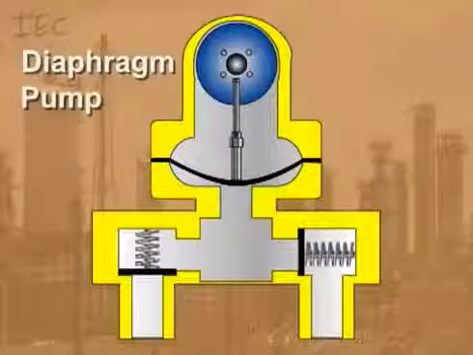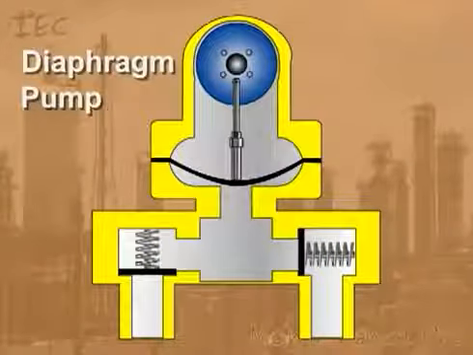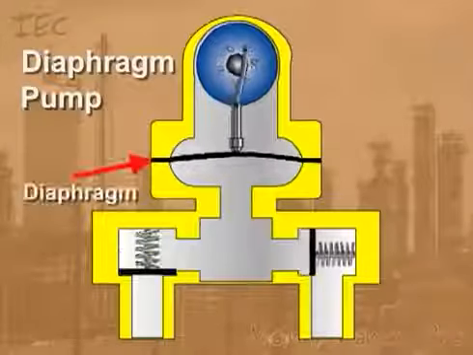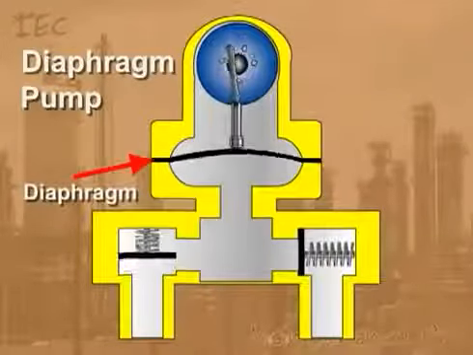The diaphragm pump operates in a similar fashion to the piston pump, but it uses a flexible sheet or diaphragm to displace the fluid.